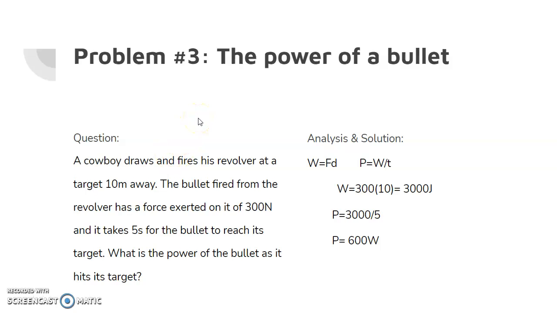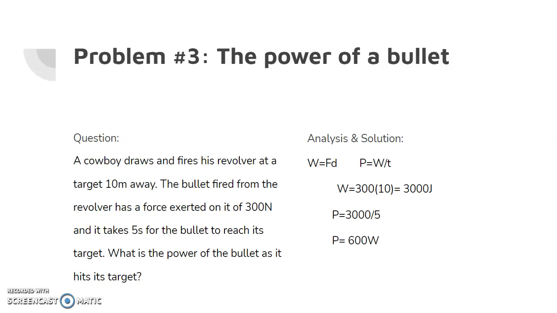Okay, now it's time to solve the problem. A cowboy draws and fires his revolver at a target 10 meters away. The bullet fired from the revolver has a force exerted on it of 300 newtons, and it takes 5 seconds for the bullet to reach its target. What is the power of the bullet as it hits its target?